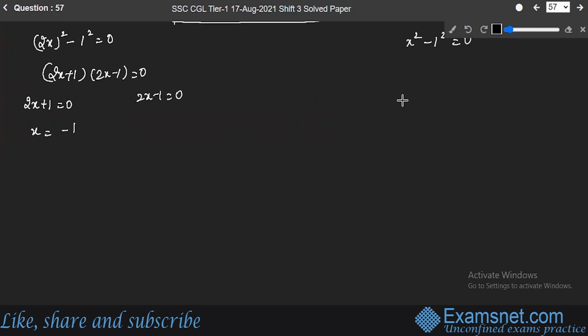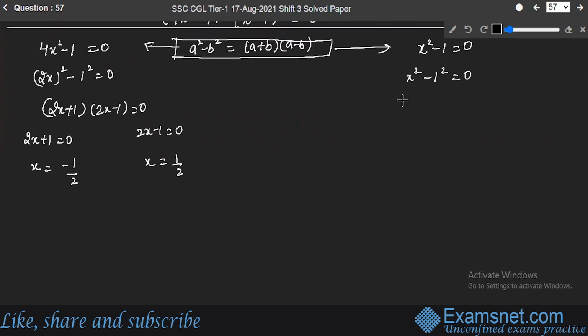From here you are having x is equal to minus 1 by 2, or x is equal to 1 by 2. And from here, you are having x plus 1 is equal to 0, or x minus 1 is equal to 0. Okay. So that means x is equal to minus 1 or x is equal to 1.